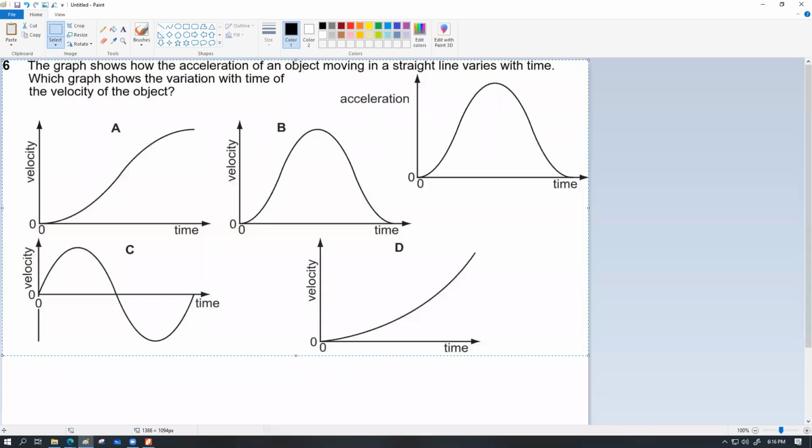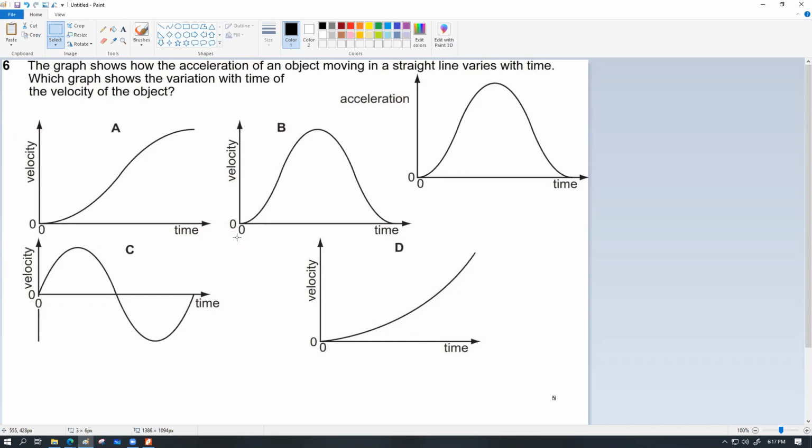This is the given information that a certain object has an acceleration time graph that looks like this. Which one of these four options, A, B, C, or D, would be the VT graph? What is the most common wrong response? Someone tell me. D. No. C. Yes. C is the most common wrong response.